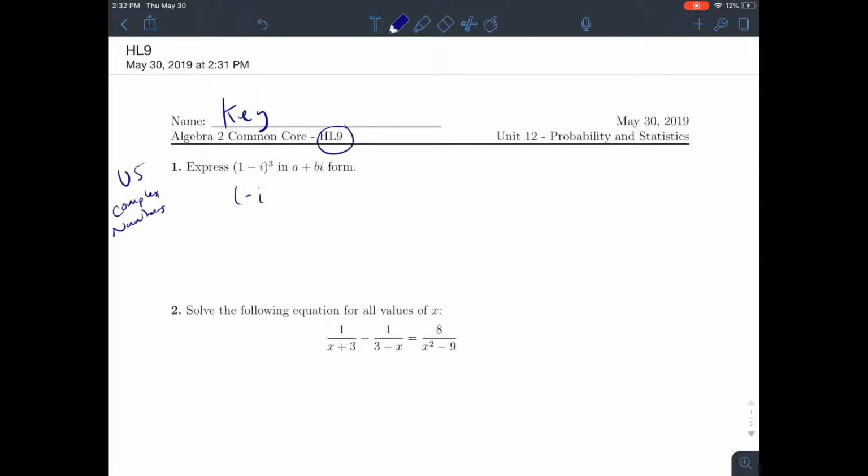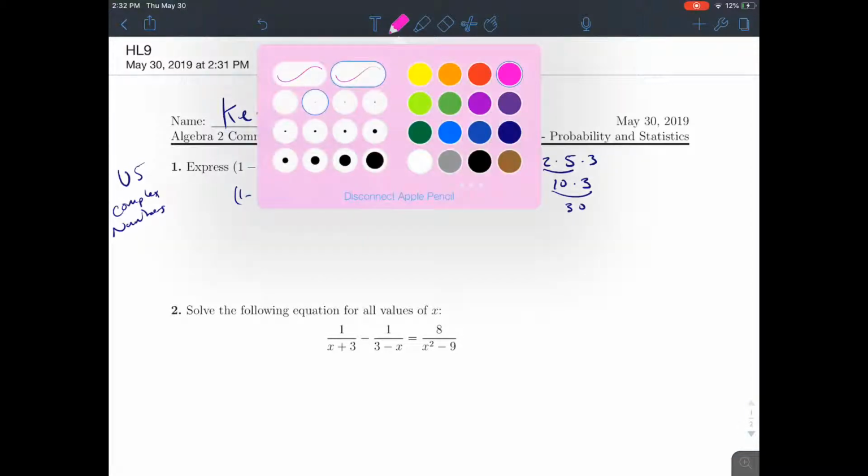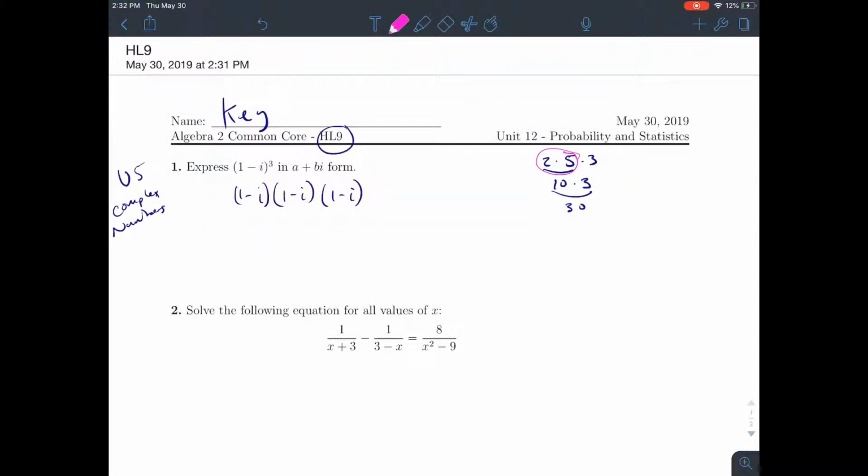So we've got (1 minus i) cubed, which is (1 minus i) times (1 minus i) times (1 minus i). Now, it can be a little bit overwhelming to try to multiply 3 things, but think about how you might do a multiplication problem with numbers, say 2 times 5 times 3. Many people will do 2 times 5 is 10, then times the next number, 3, which gives you 30. We're going to approach this one in the exact same way, multiplying the first 2 and then following up by multiplying this last one.